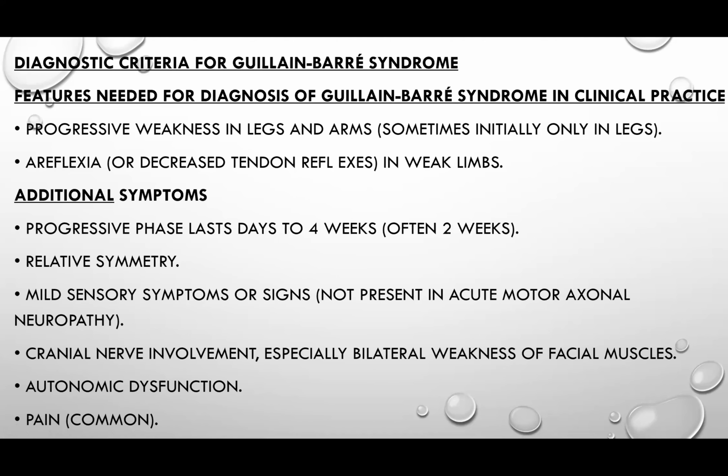Clinical features and diagnosis. There is a diagnostic criteria for Guillain-Barre syndrome. The features needed for diagnosis of GBS in clinical practice are progressive weakness in legs and arms, initially only in legs, and areflexia or decreased tendon reflexes in weak limbs. Additional symptoms are a progressive phase of days up to 4 weeks, relative symmetry in the weakness, mild sensory symptoms or signs not present in acute motor axonal neuropathy, and cranial nerve involvement, especially bilateral weakness of facial muscles, and autonomic dysfunction and pain.